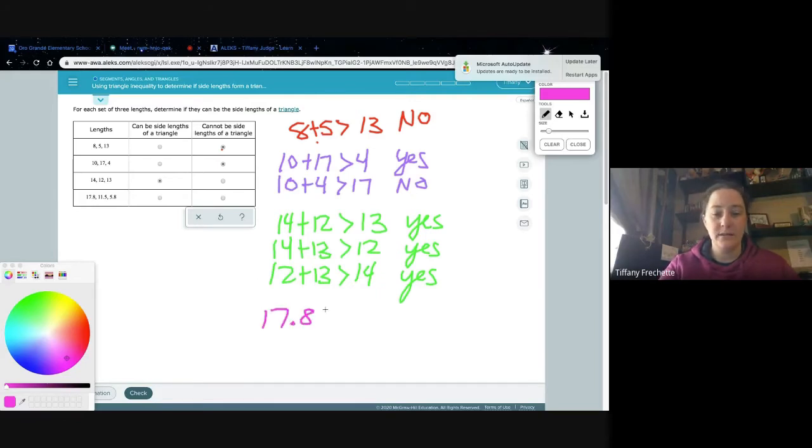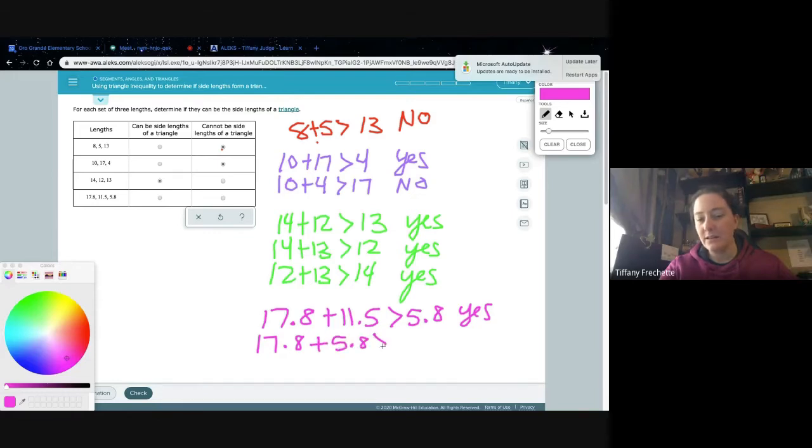17.8 plus 11.5 is greater than 5.8. So again, 17 or 11, I don't even have to worry about the decimal. Those are both bigger than 5. So I know if I add them together, I'm going to get a number bigger than 5. And then I have 17.8 plus 5.8 is greater than 11.5. Well, again, 17 is bigger than 11. So no matter what I add to it, it's going to still be bigger than 11.